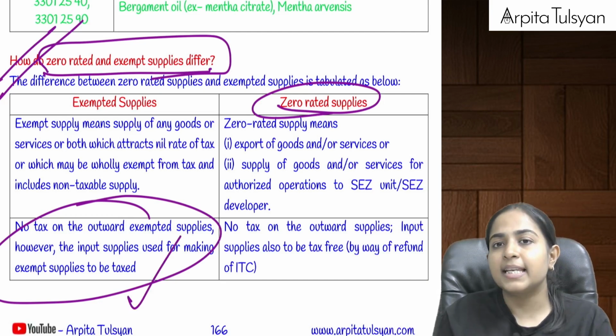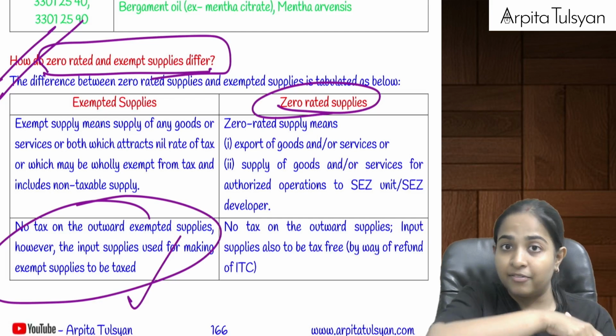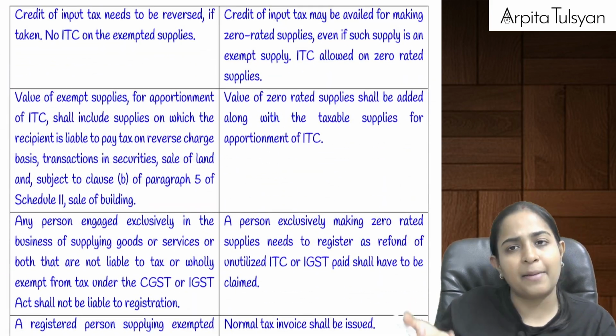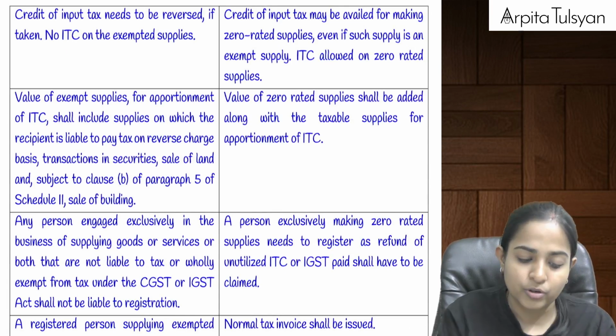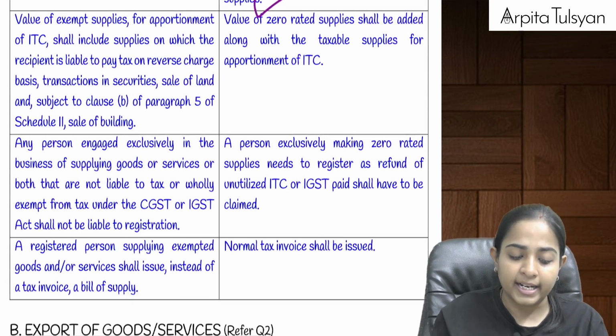Whereas what happens in case of exempt supplies, there is no outward tax. But there is inward tax, and on that inward tax you do not get the input tax credit, and because of that your costing increases. So no ITC is available on exempt supplies, but ITC is available on zero rated supplies.